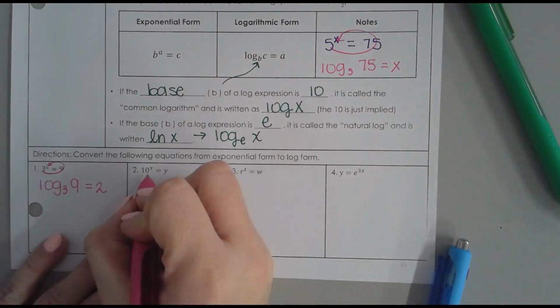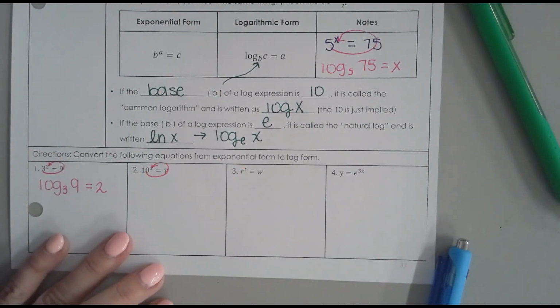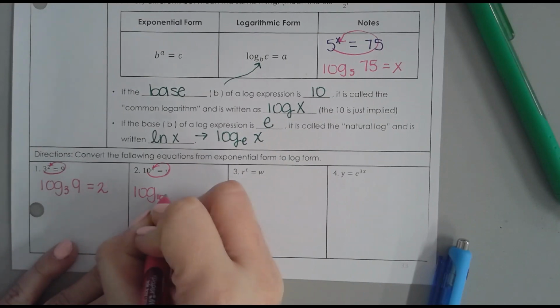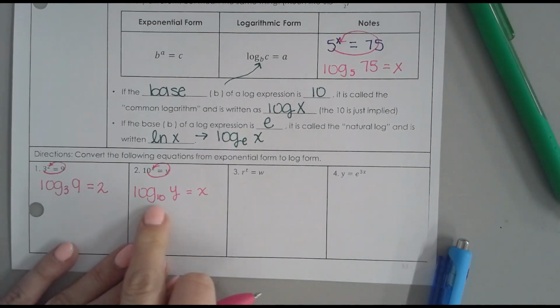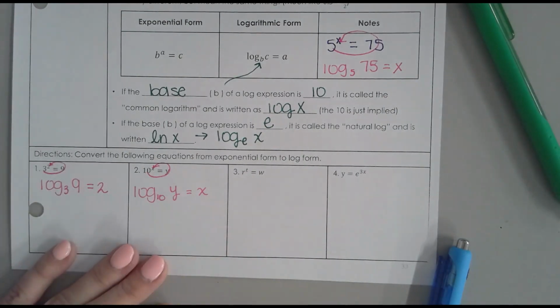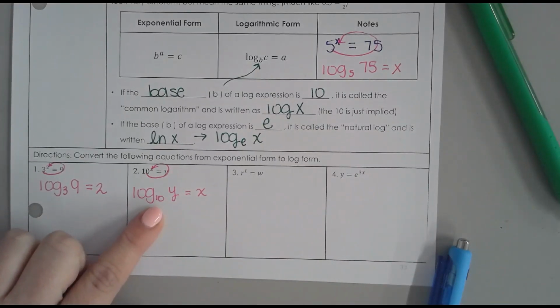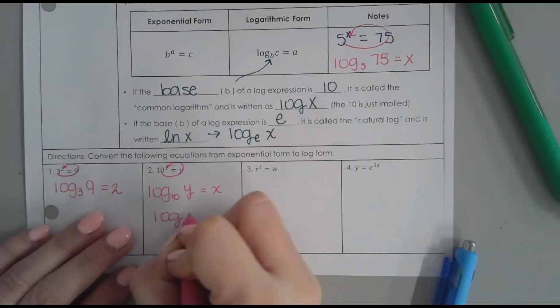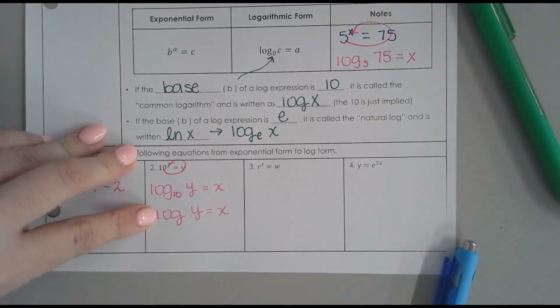So number 2, think about this swirl. It would be log base 10 of y equals x. So the 10, then the y, then the x. However, if the base is 10, you're probably going to see that like this. If it was multiple choice, you would not see the little 10.